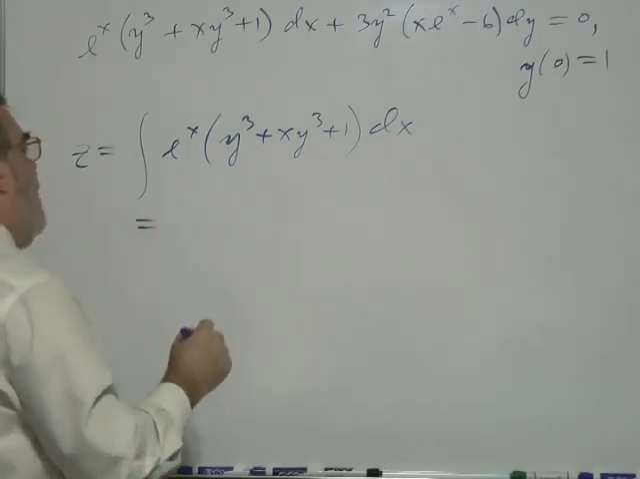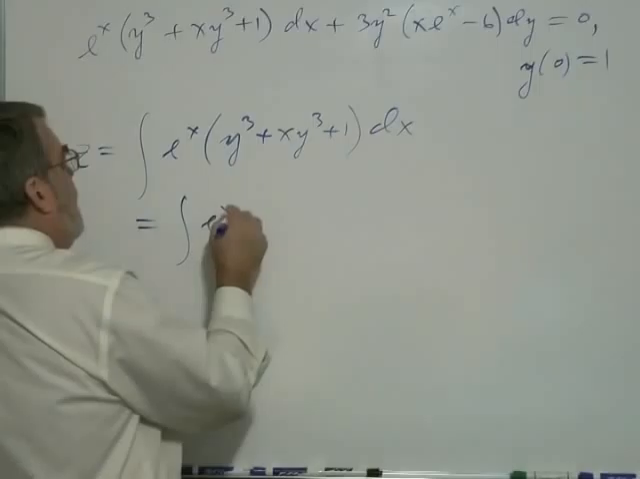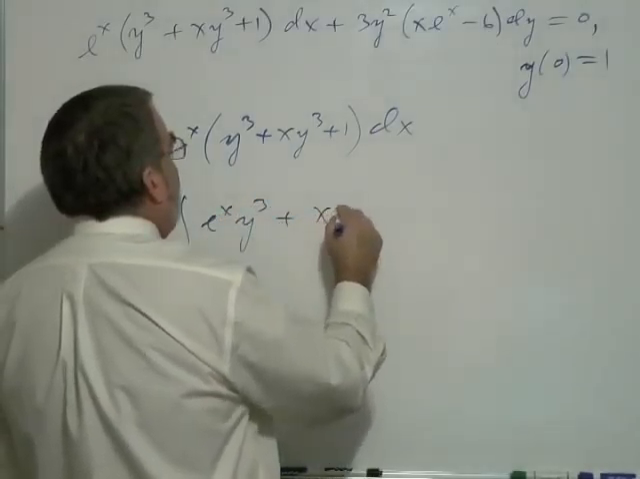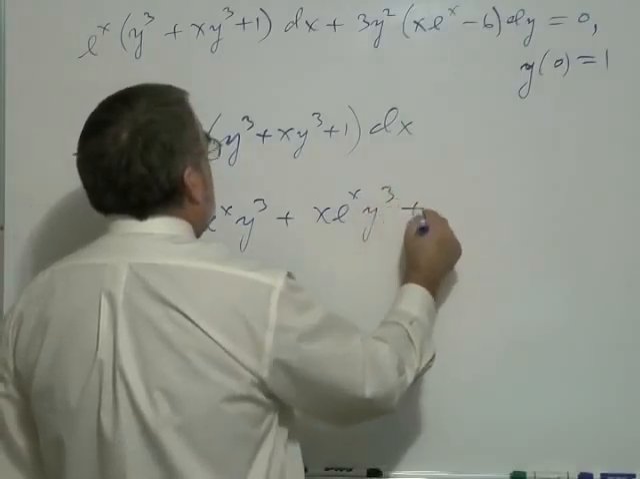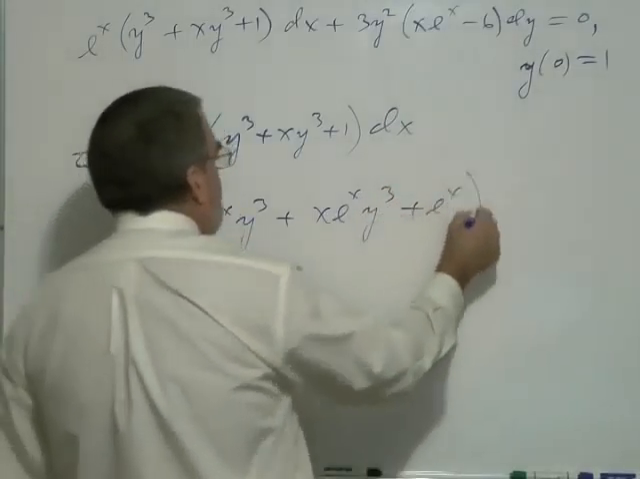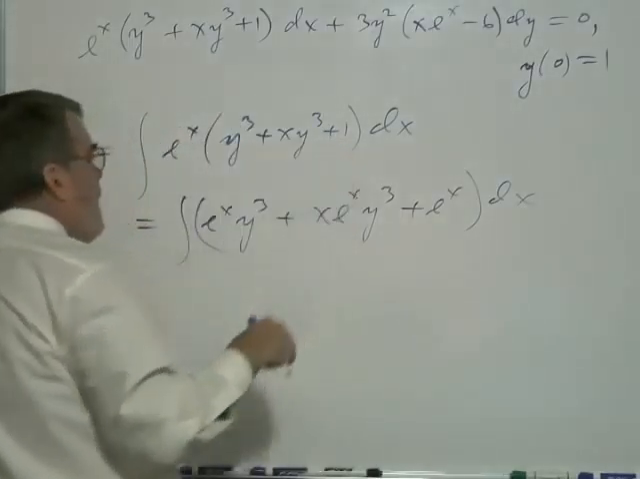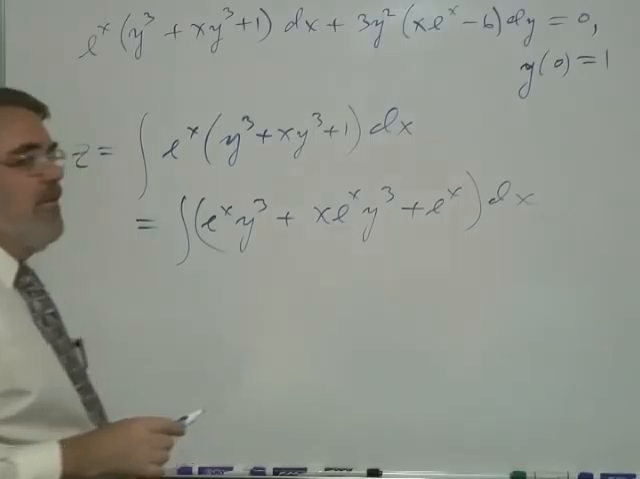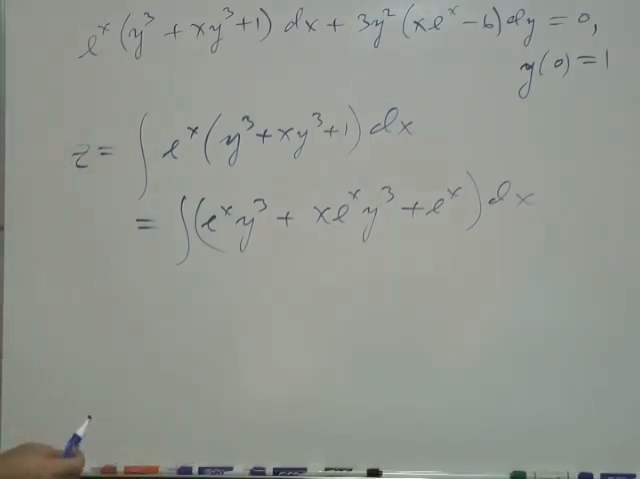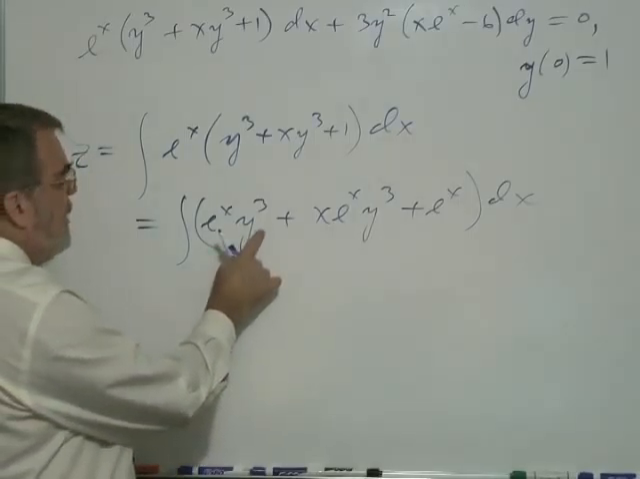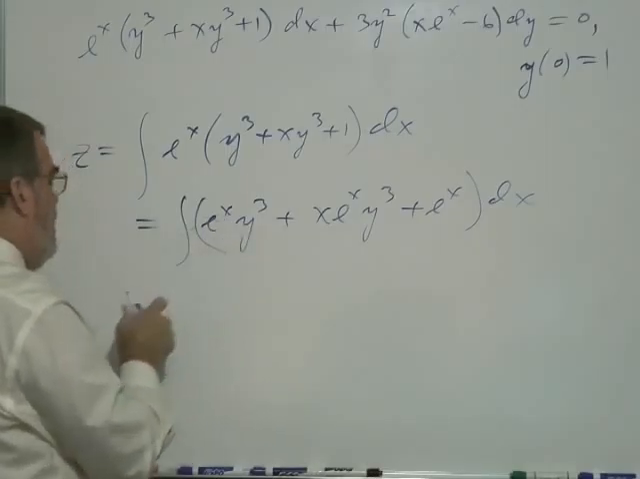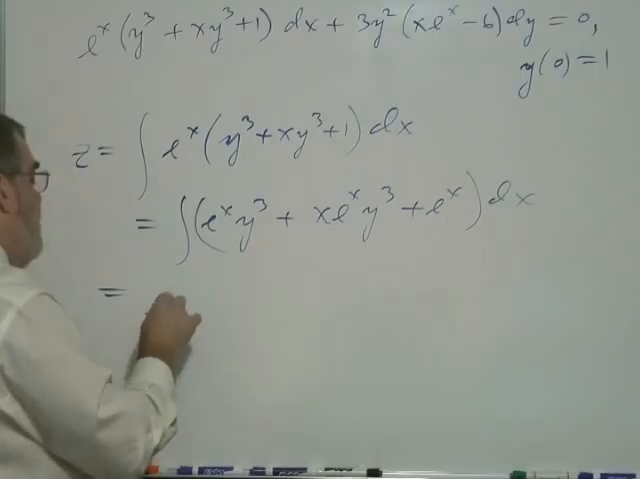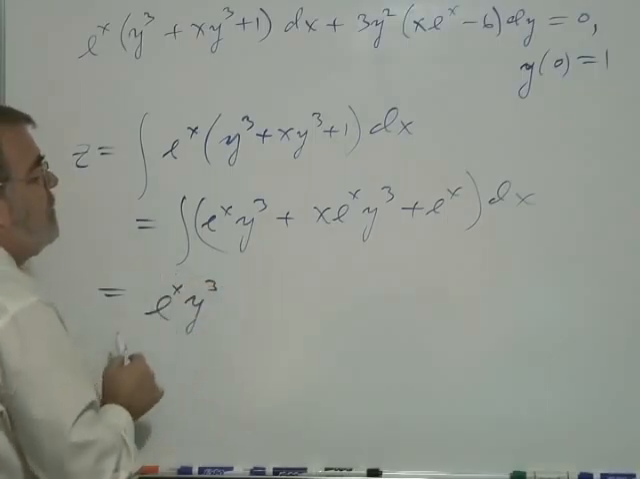I'm going to multiply this out, so I'm integrating e to the x y cubed plus x e to the x y cubed plus e to the x dx. I multiplied the e to the x through there, and this is the one that's going to give us a little bit of trouble. Again, we're treating y as a constant, so when I integrate e to the x times the constant, I get e to the x times the constant, so it's e to the x y cubed.